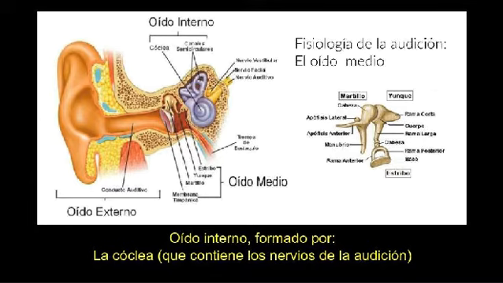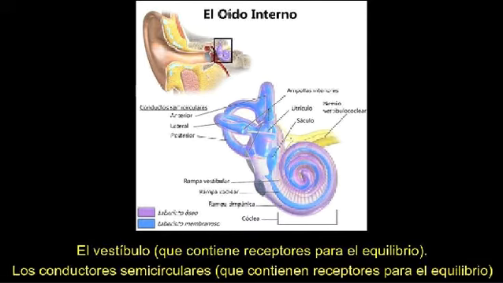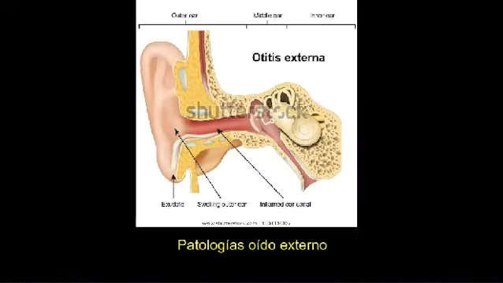The inner ear consists of the cochlea, which contains the nerves of hearing, the vestibule, which contains receptors for balance, and the semicircular canals, containing receptors for balance.